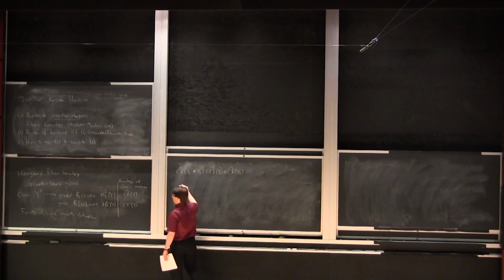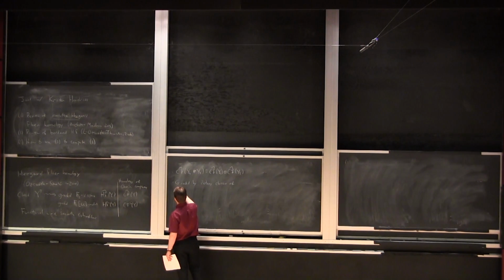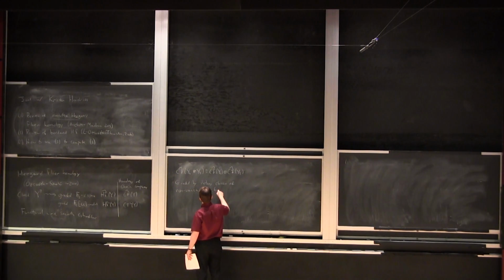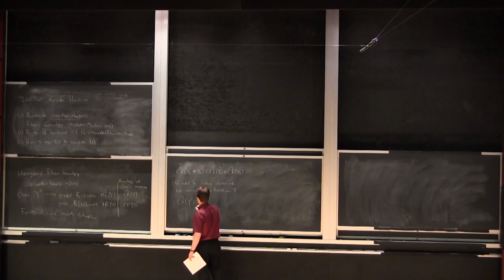What else do I want to say? They decompose according to spin C structures on Y. So maybe I'll say graded by isotopy classes of non-vanishing vector fields on Y, so CF hat of Y is a direct sum over isotopy classes of vector fields V of CF hat of Y, V.